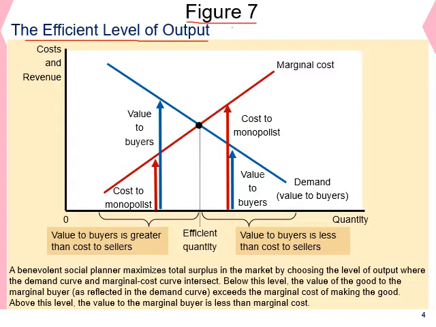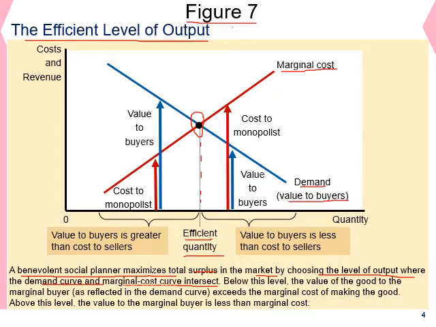So we can see that a benevolent social planner maximizes total surplus in the market by choosing the level of output where the demand curve and marginal cost intersect. The demand curve represents the value to the buyer, and the marginal cost curve intersects at this point. So you go down to find the efficient quantity that the society should produce.